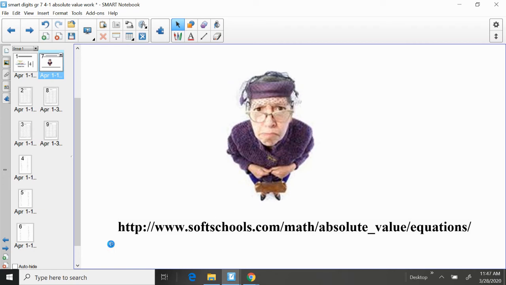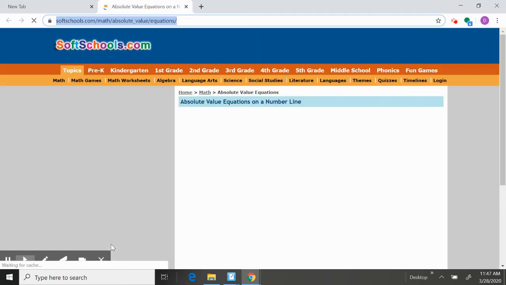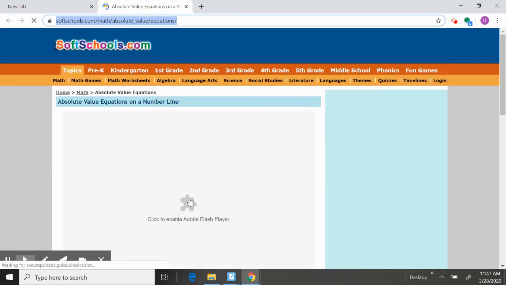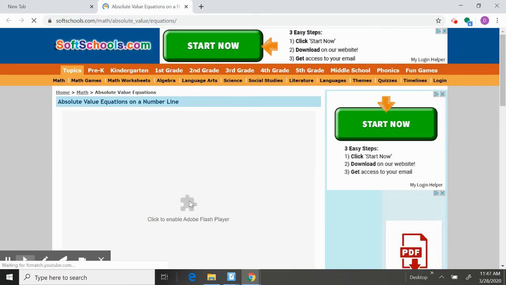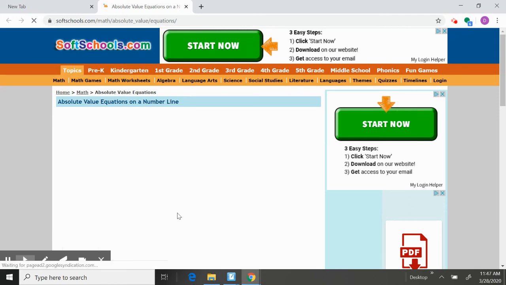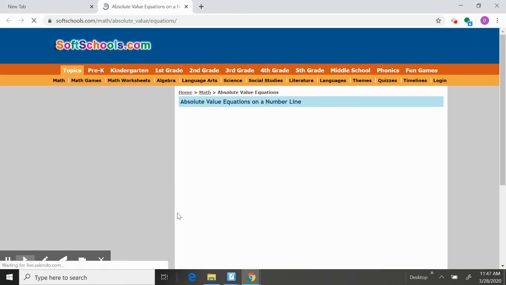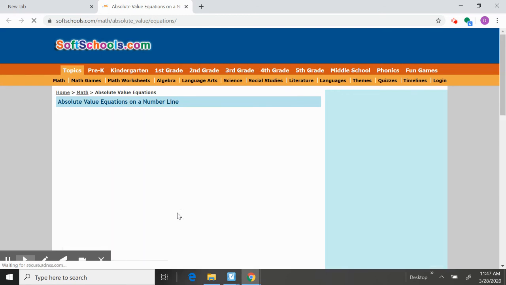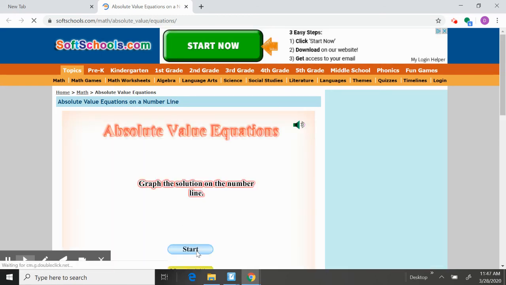And you're going to click onto this, and you might have to enable Adobe Flash. I clicked on this earlier, so I don't think I have to anymore. Oh, I do. Click to enable Adobe Flash. So, you know what? It's not letting me do it. Oh, allow. Okay. There we go. I didn't think it was because I was in Screencastify. So let's see if this comes up. It does. Okay, good.